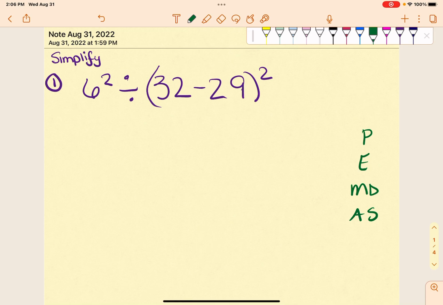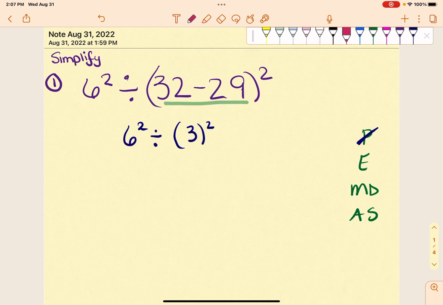So parentheses are the first thing that is on my list here, so I can see parentheses are here. So I'm going to go through to solve that part. So 32 minus 29 is going to be 3. So I'm going to bring down the whole rest of the problem. I'm going to cross off my P for parentheses because that part is all done.